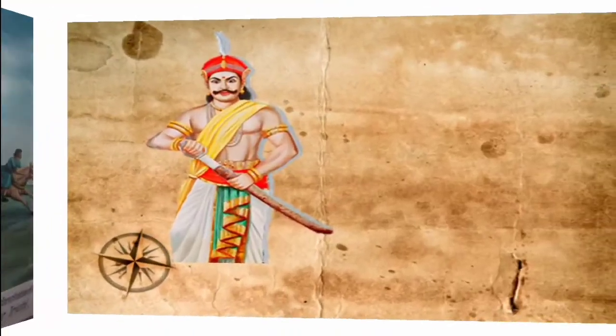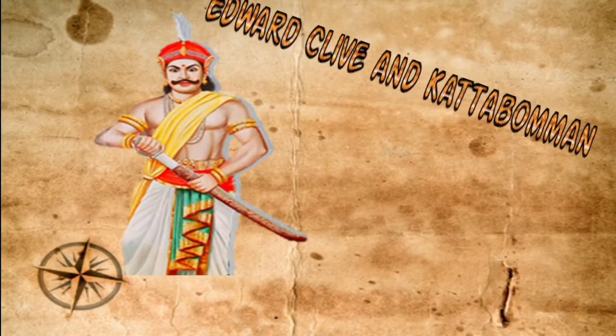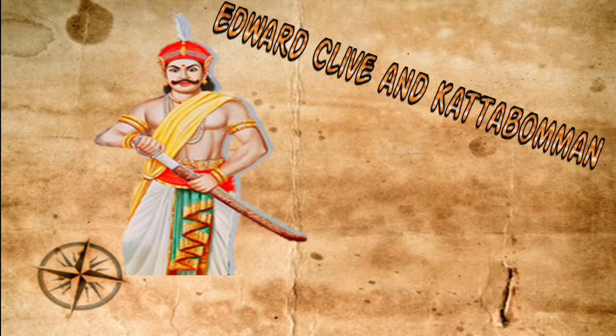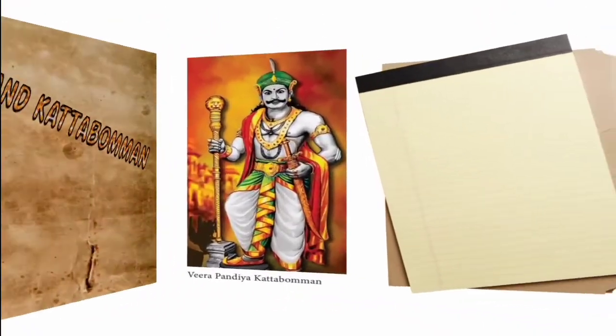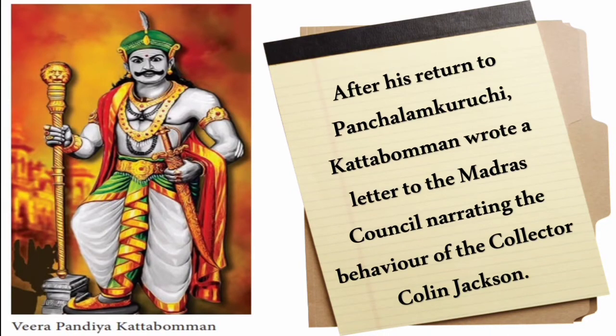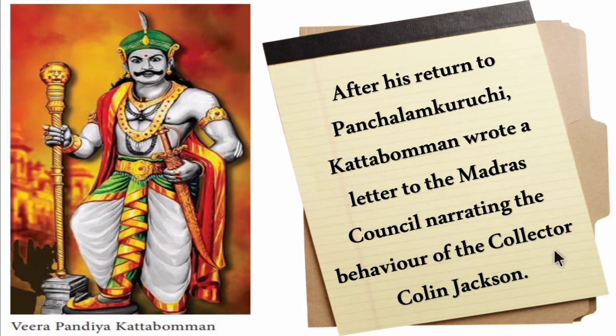So now let's see about Edward Clive and Kattabomman. Once Kattabomman escaped from the fort, he wrote letters to Edward Clive. After his return to Panjalakuruchi, Kattabomman wrote a letter to the Madras Council narrating the behavior of the collector Colin Jackson, telling all that had happened during the discussion.